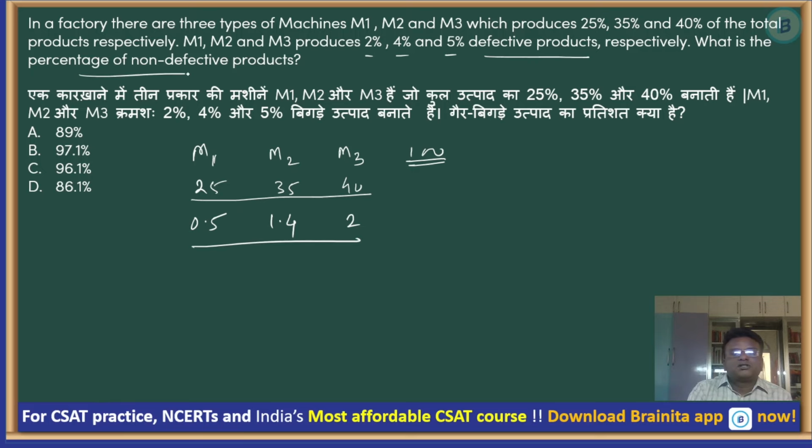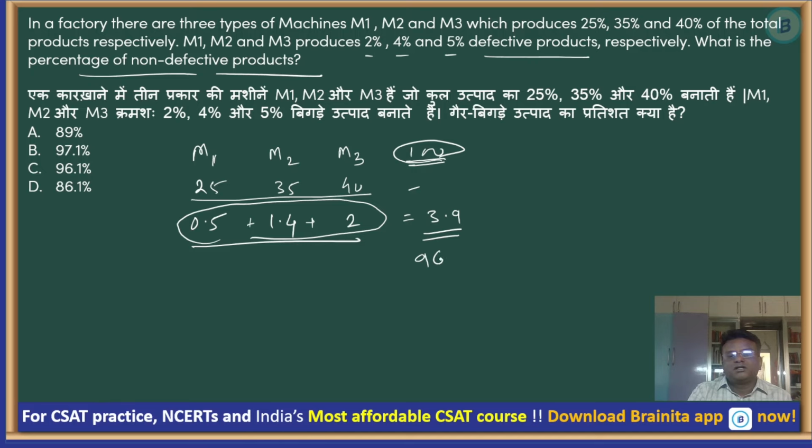What is the percentage of the non-defective products? Because we have considered the quantity of 100, we have to only subtract the total of these numbers from 100. So this plus this gives us 2 plus 1.4 plus 0.5, 3.9. And if you remove 3.9 from 100, you get 96.1.